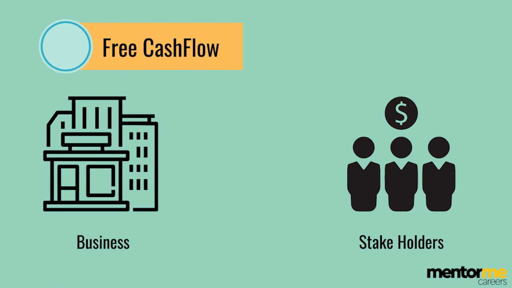So free cash flow. In order to understand free cash flow, you need to understand that on one angle you have business and on the other angle you have stakeholders, right? So stakeholders can be many. It does not necessarily mean just the owners of the business. It can also be suppliers of the business. It can also be the bank, right? And it also can include equity shareholders, right?